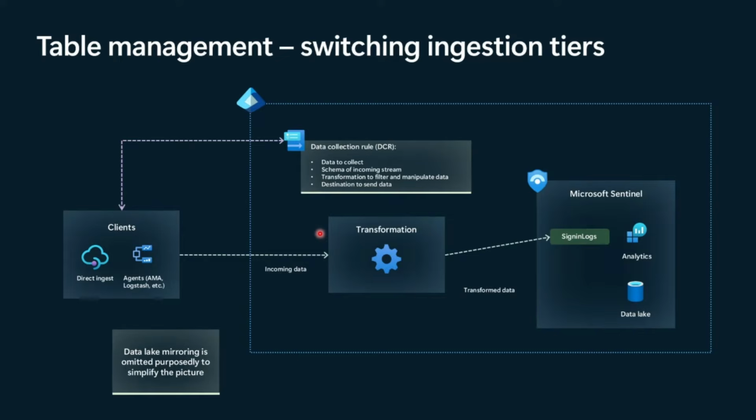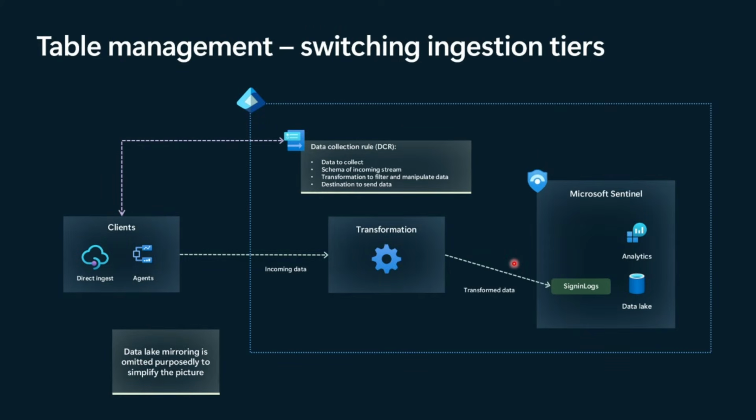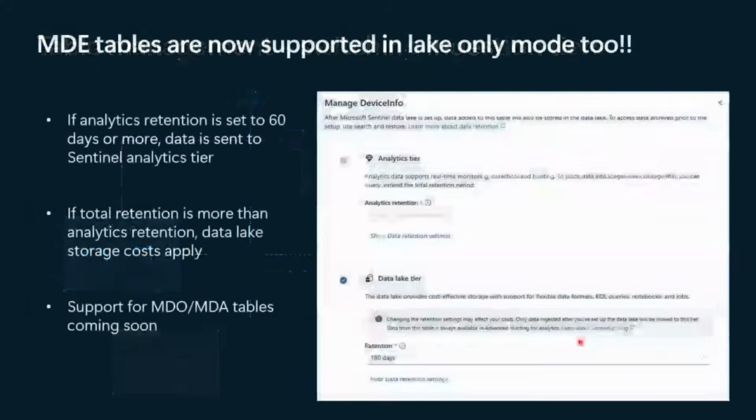So here, continuing with that picture that David showed, we're going to show how it works from a conceptual perspective, right? So you're sending your data through the API or through one of the connectors to the sign-in logs table in this case, and I can just switch that table to the data lake tier, right? The flow, or the pipeline itself, continues to be the same, except the last step, where the output stream or the output table goes into the data lake tier in this case.